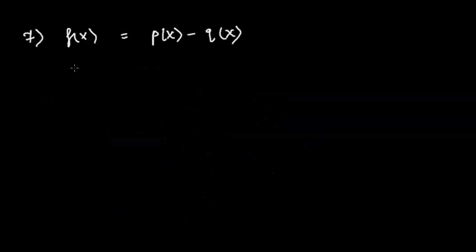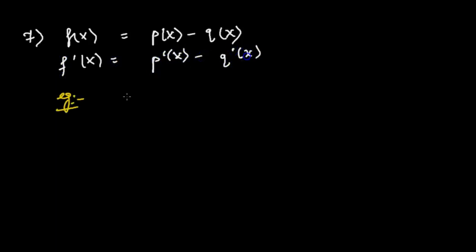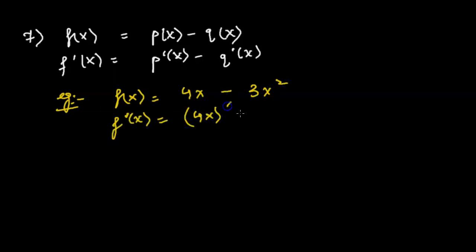The same rule applies when it comes to the difference of two polynomials. So the derivative will be written as p prime x minus q prime x. If we take up an example, where f(x) is equal to 4x minus 3x squared, then the derivative can be written as 4x prime minus 3x squared prime.